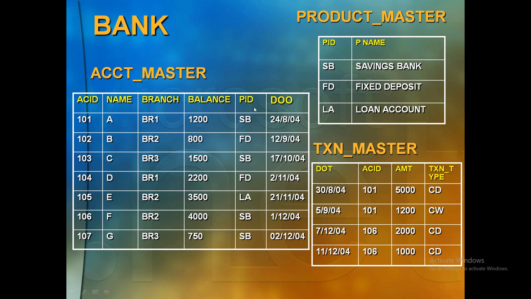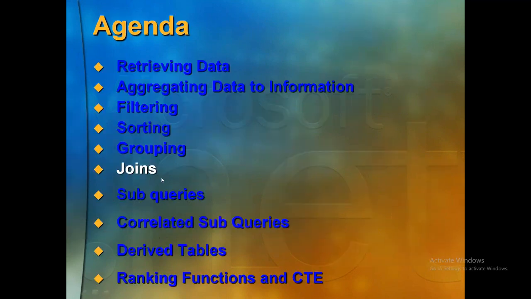So this table can be joined. This is a primary key and this is a foreign key, because a primary key cannot have duplicated data. Foreign keys can have SB, SB, SB. Here it is a primary key, here it is a foreign key. You can have duplicated data in the foreign key. So if you wanted to retrieve the data from multiple tables, then we must go in for joins.